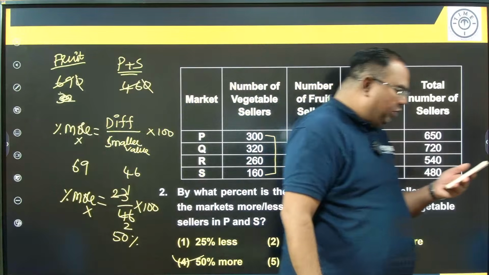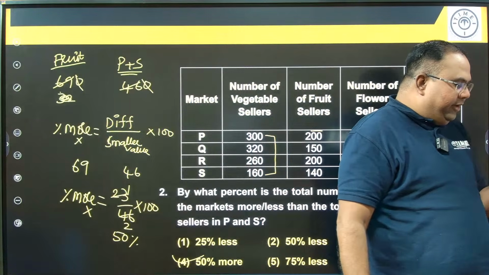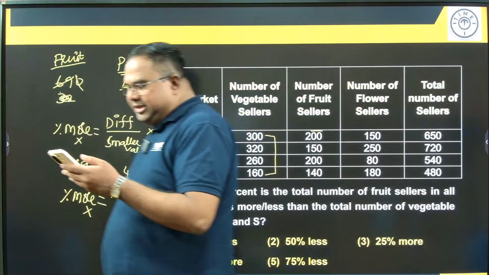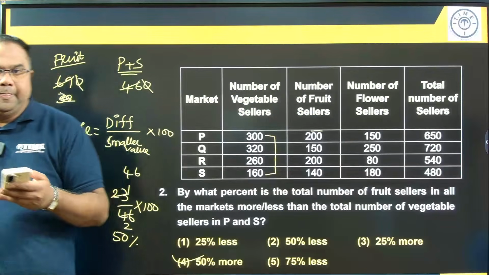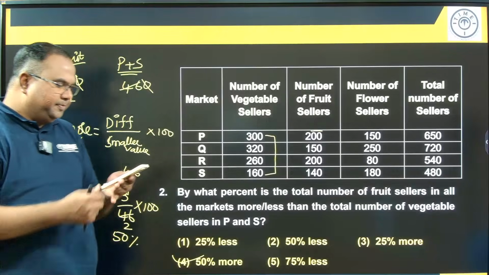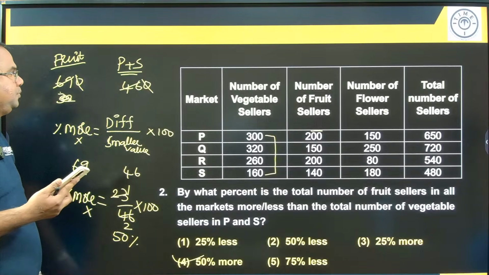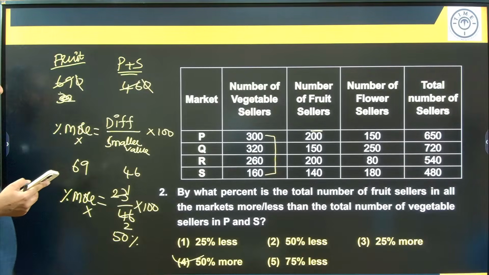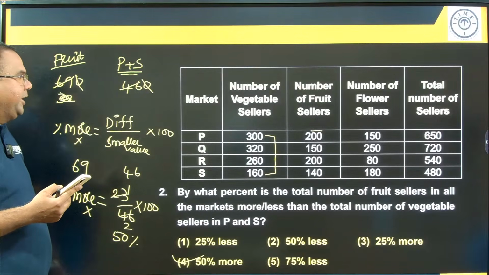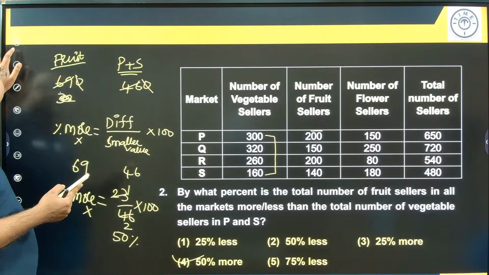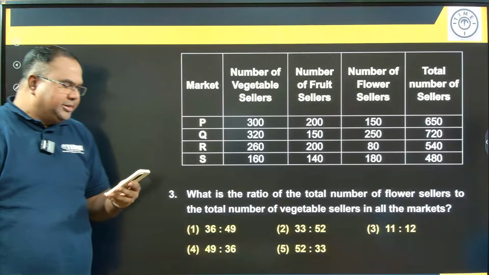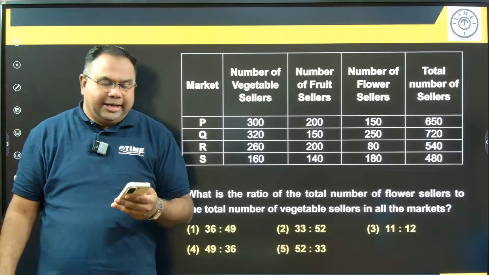So let me see how many have answered. Bhavina, correct answer. It's not 25%, it is 50%, Sneha. Chandana, correct answer. Right? Let's move on. Next question. Try this question, students.